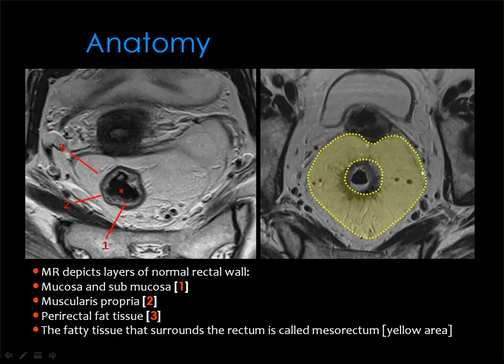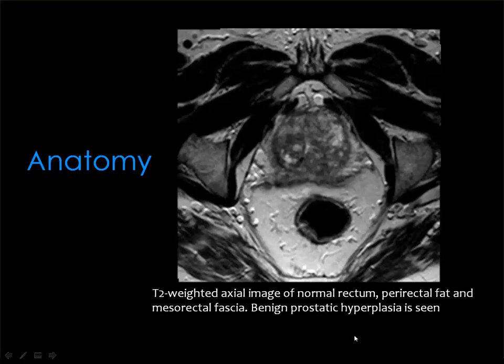This mesorectal fascia contains some of the lymph nodes and lymphatic vessels as well. The extension of the tumor into the mesorectal fascia is a major predictor for the feasibility of surgery and also the outcome of this surgical or treatment management. Once more, this is the normal appearance of the rectum. The high T2 signal represents the mucosa and submucosa.